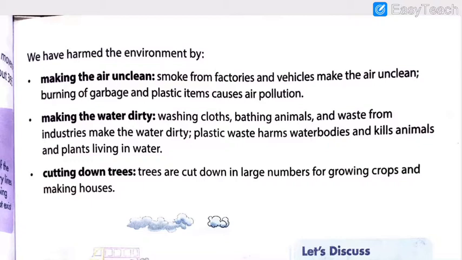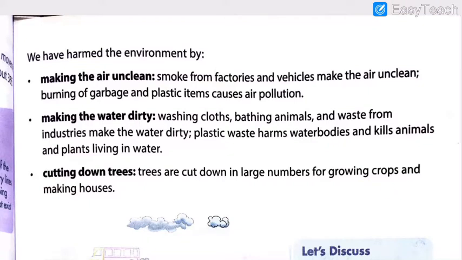We wash clothes near the sea, in the ocean, and we make that dirty too. Even the chemical wastes from the factory, they throw in the nearby water bodies and they dirty those water bodies. And even we cut down the trees in large numbers for growing crops or making houses.